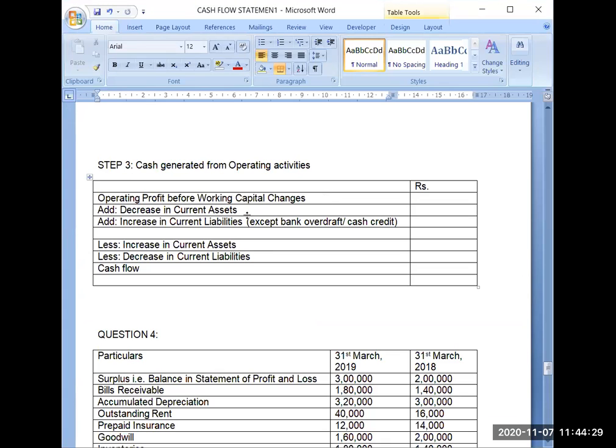because whatever current assets or current liabilities are involved are a part of working capital, and creditors, debtors, inventories all are concerned with your operating activity only. Now, in step three, we will be calculating cash generated from operating activity finally. Our objective is to calculate cash generated from operating activity. For that, we have done step one, calculation of net profit before tax. Step two, calculation of operating profit.